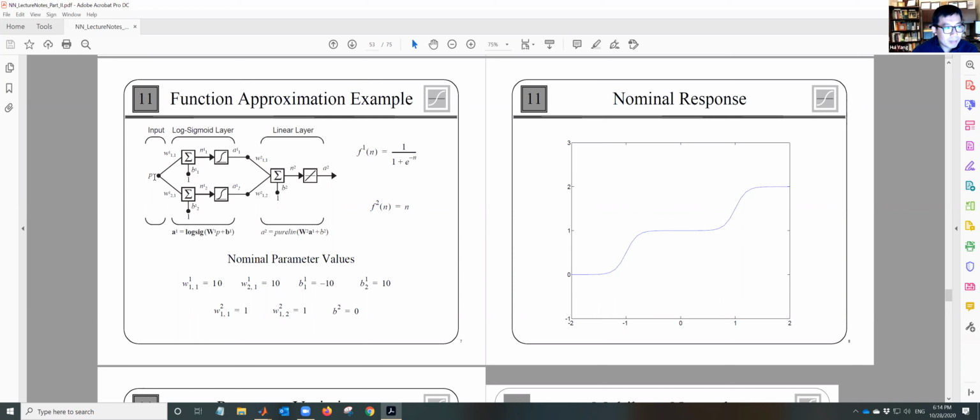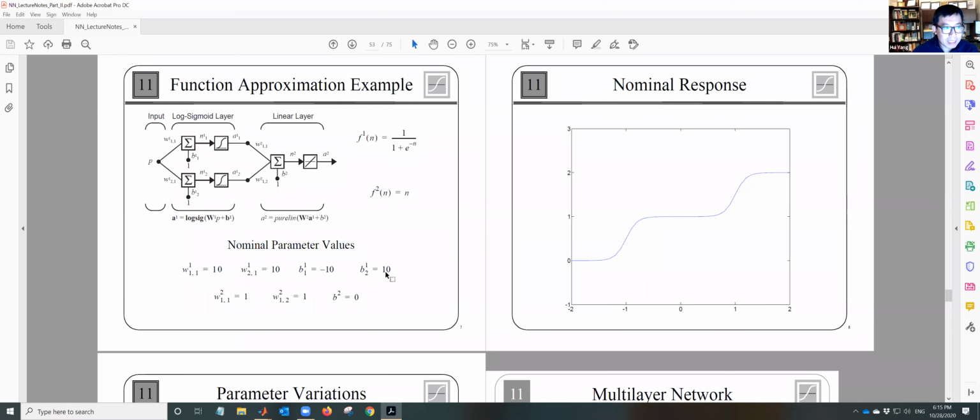You see, you have one input, then you have two log sigmoid functions. And then you have a linear layer that adds these two sigmoid functions together. If you do this, f1(n) is the transfer function, okay? The log sigmoid transfer function. And then in the second layer, the transfer function is just a linear transfer function.